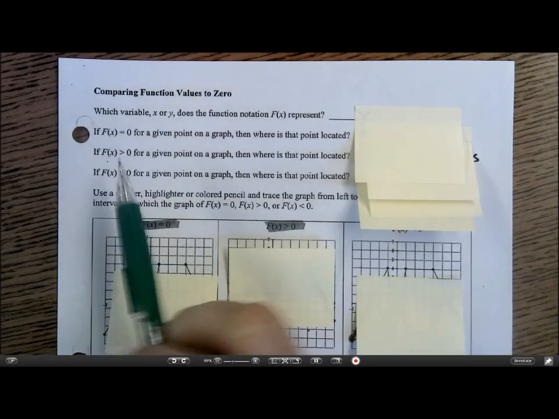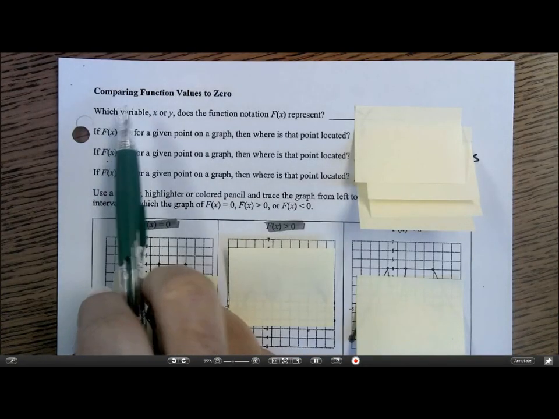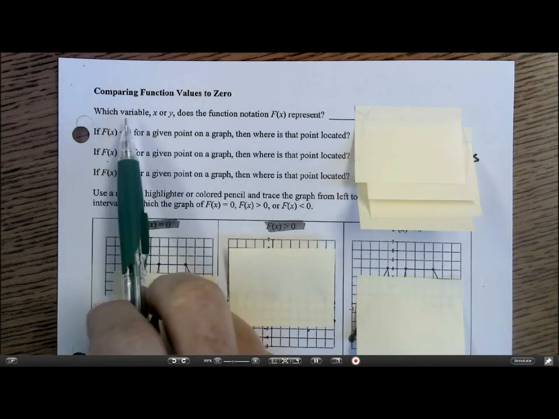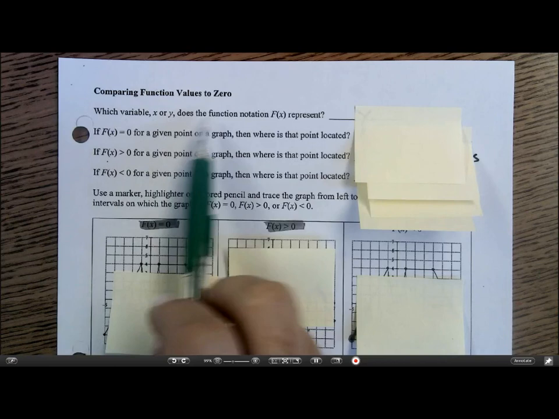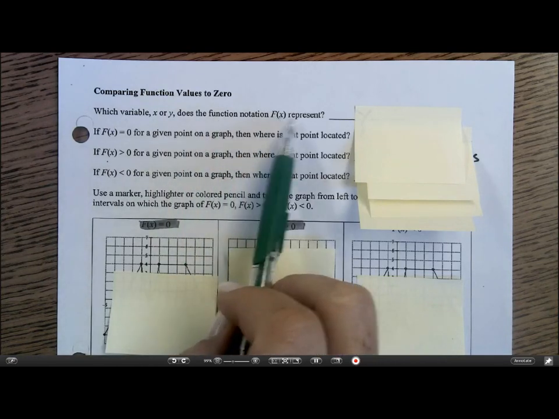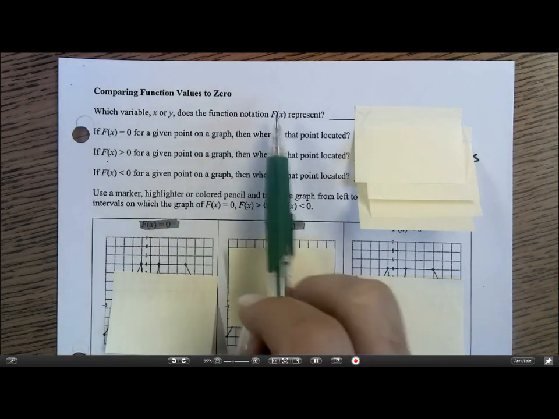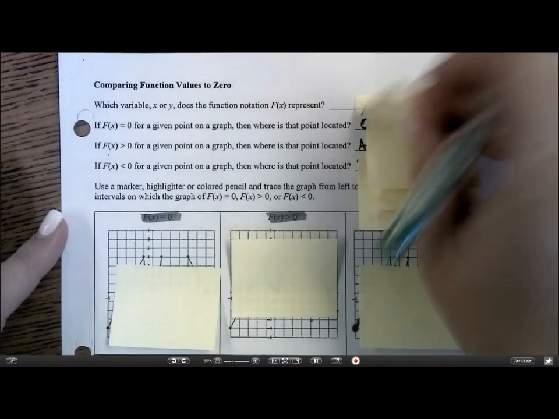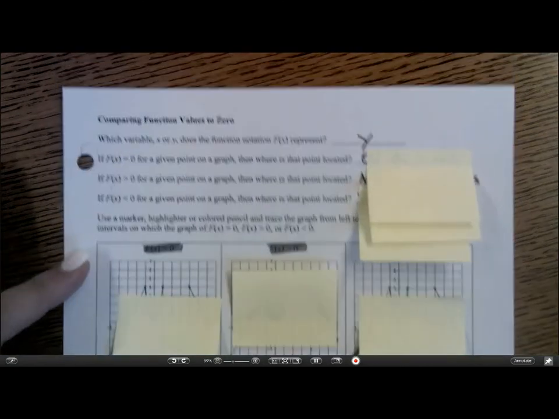Hi guys, all right, we are going to be comparing function values to 0. It says, which variable, x or y, does the function notation f of x represent? So when we see f of x, what could we replace it with? And hopefully you all know this to be y.